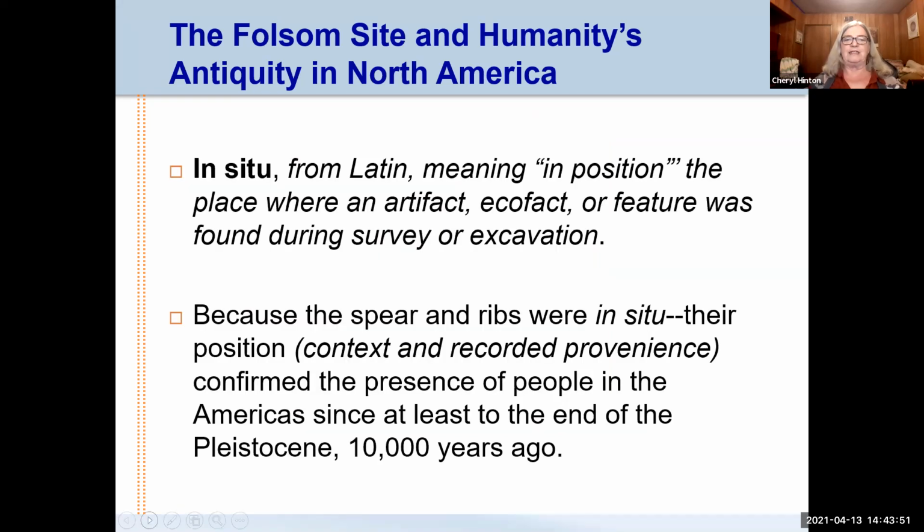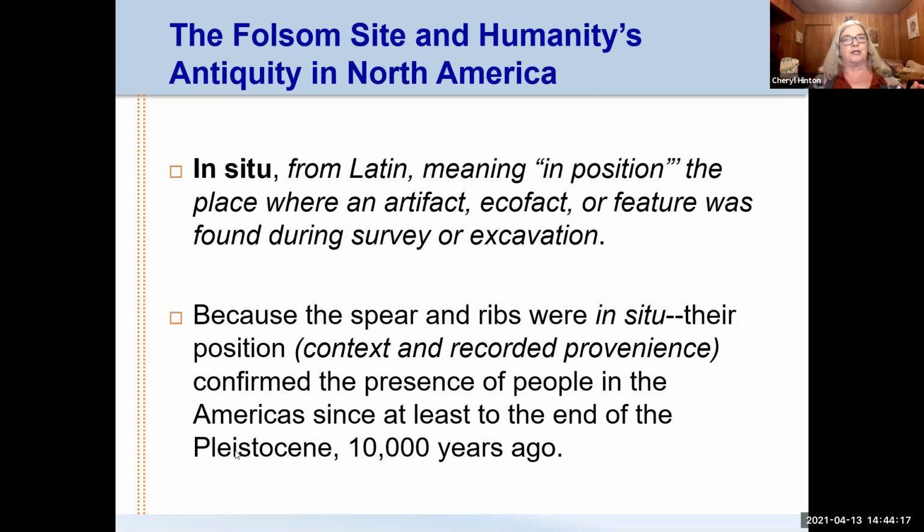Now, what's important in this evidence is that it was in situ. That's a term that we use in archaeology, in situ. It means it was in position. It was exactly where it was when the animal went down, and nothing had changed in its position. So that helps us validate the age of it. Because the spear and the ribs are in situ, their position, their context, and their recorded provenience.